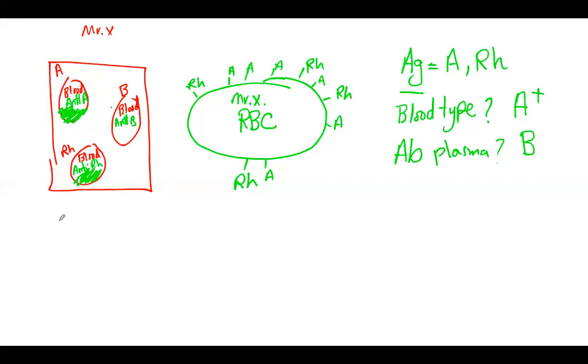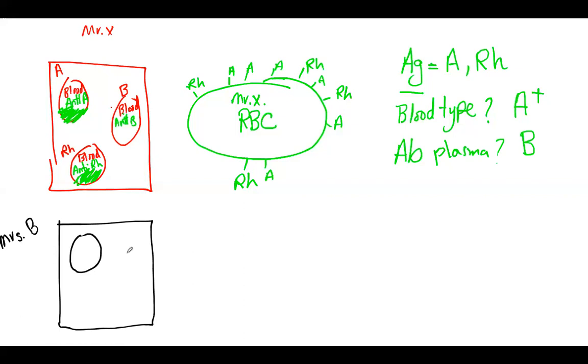So here is another tray, same concept as we just talked about. So let's say this is Mrs. B. So again, three wells, A, B, and RH. I have added Mrs. B's blood sample to A, B, and RH.